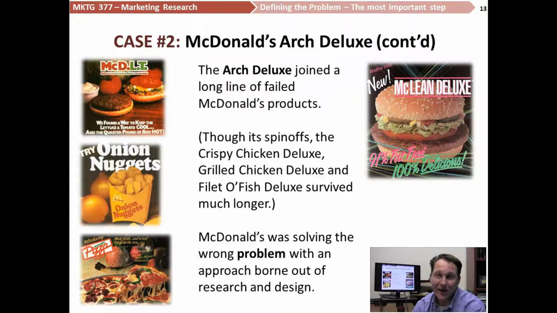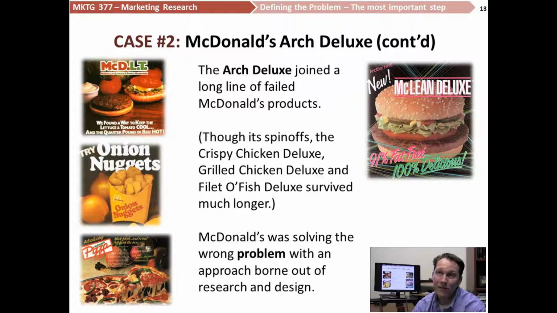And then the McLean Deluxe came out in the 1980s, and the McLean Deluxe was McDonald's attempt to offer a healthier burger with a burger patty that was made out of what many people assume was probably soy and not actually beef. Nobody was ever sure. McDonald's would deny that it was a soy burger, but then there were all kinds of urban legends to the contrary. It's hard to say.